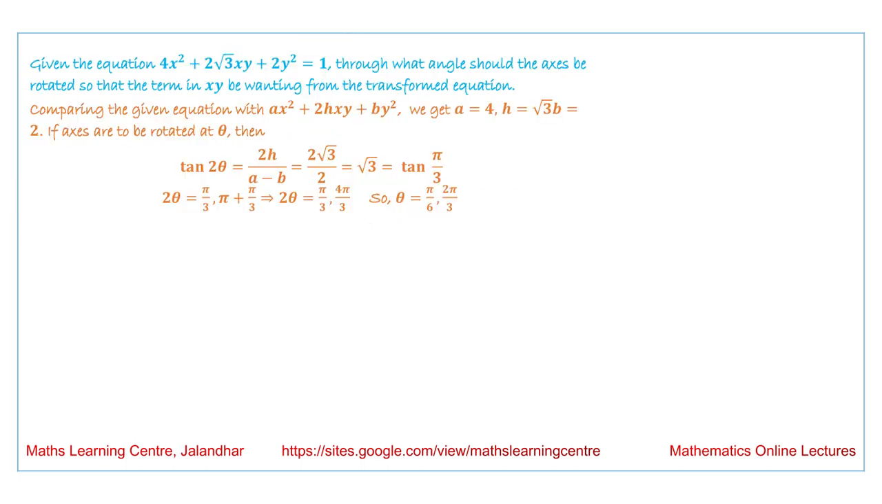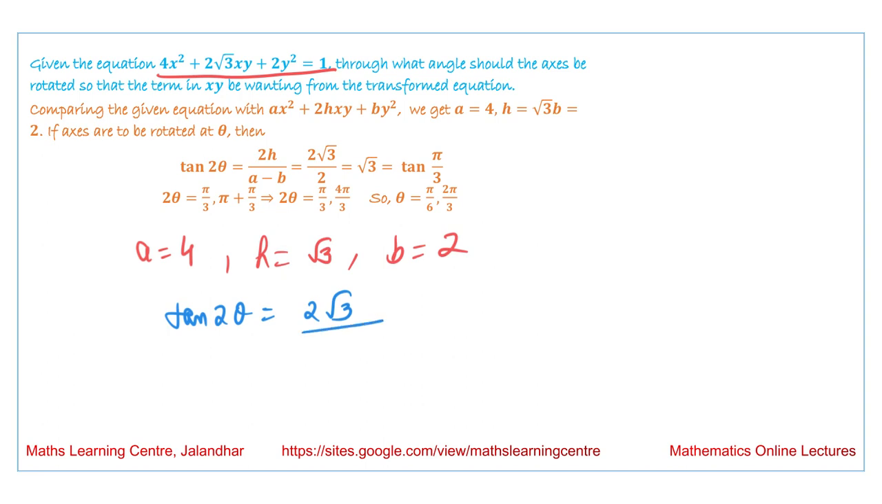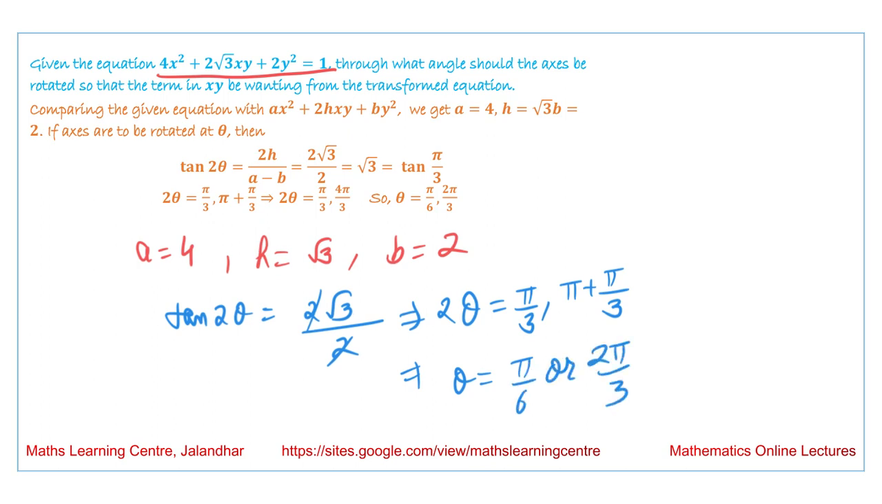So, an example is given over here, this equation is given. We are saying the value of a is 4, the value of h is root 3, and the value of b is equal to 2. So, the angle we obtain in this case is, tan 2 theta should be equal to 2 root 3 by 2. So, this implies the value of 2 theta is pi by 3 or pi plus pi by 3. So, this implies that theta is equal to pi by 6 or 2 pi by 3.